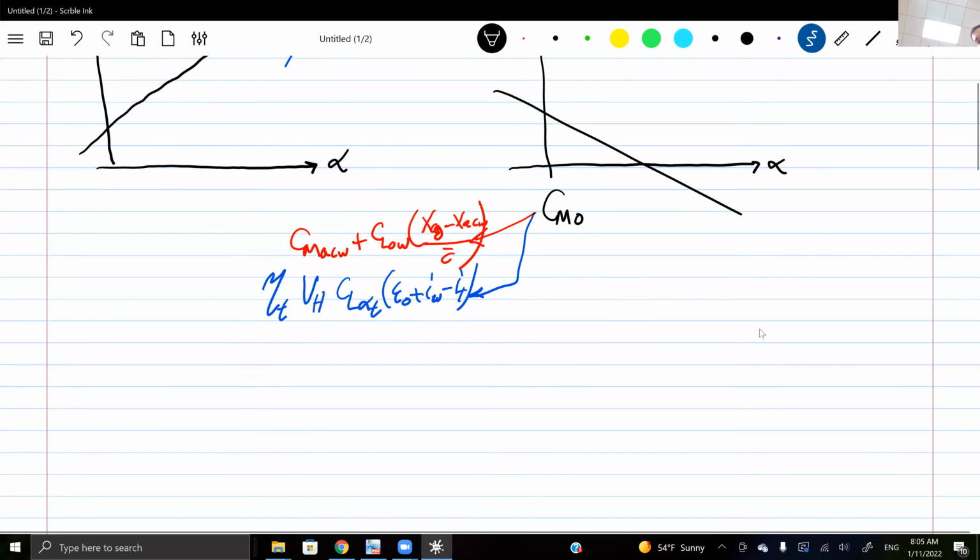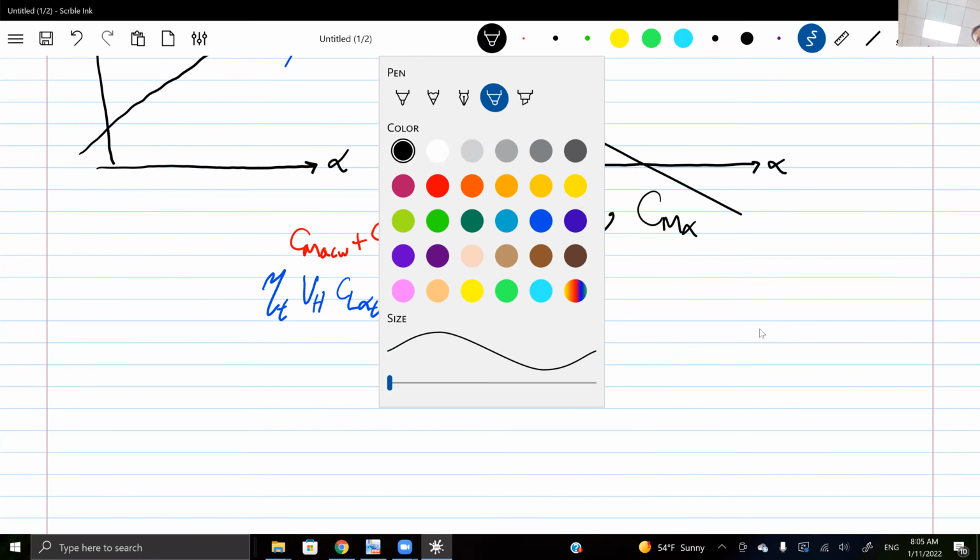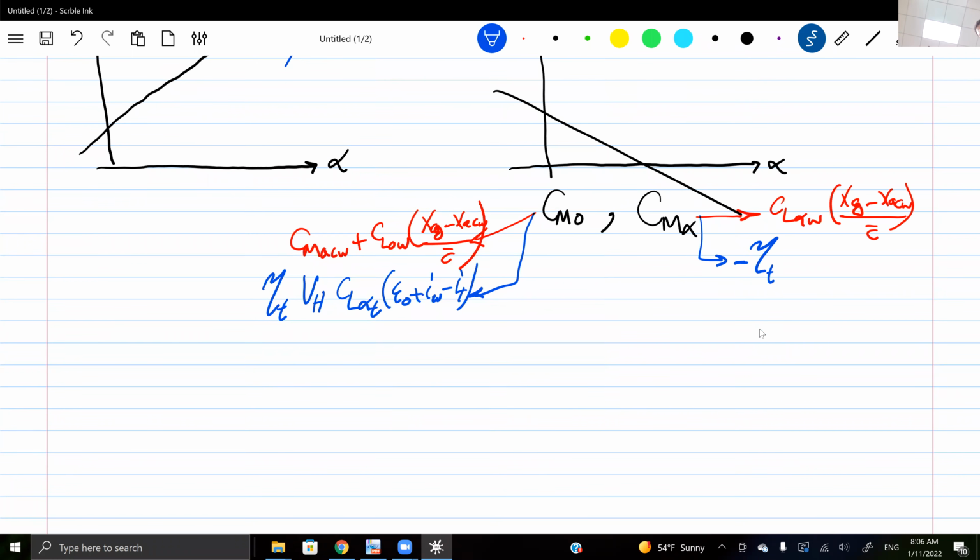Also the C_M alpha has two contributions. The wing contribution, which was C_L alpha wing times the difference X_CG minus X aerodynamic center of the wing over c-bar. And we have the tail contribution, which is negative eta tail V_H C_L alpha tail times (1 minus d epsilon by d alpha). All right, so we derived these equations last time.